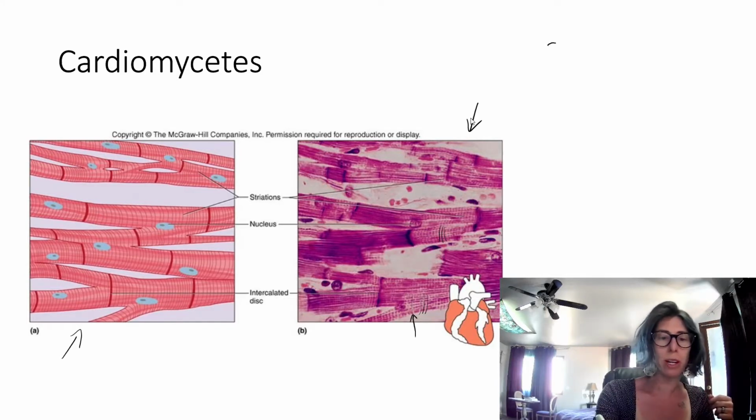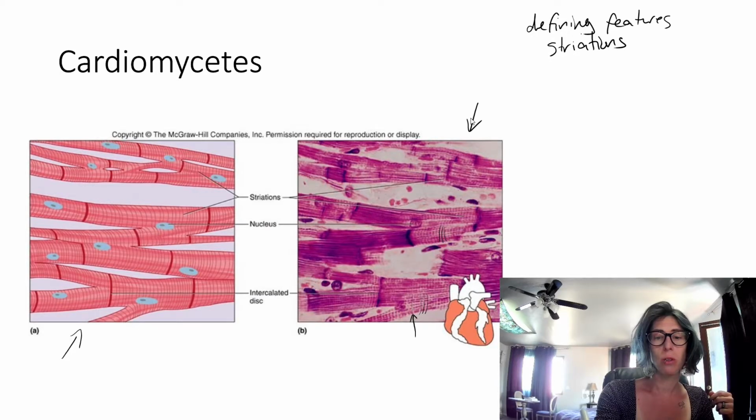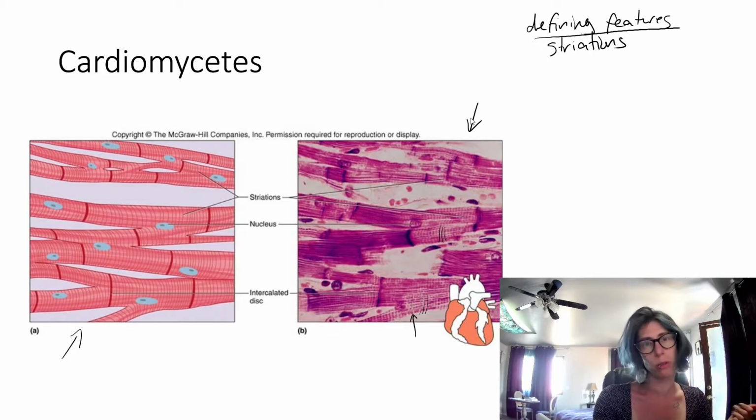I'll just write these defining features up here. Striations. Defining features. Those are the muscle fibers, the sarcomeres that help them contract so that the heart can beat for you. Now, like I said in the last slide, sometimes you will find double nuclei, but you can see here that all of these have single nuclei.